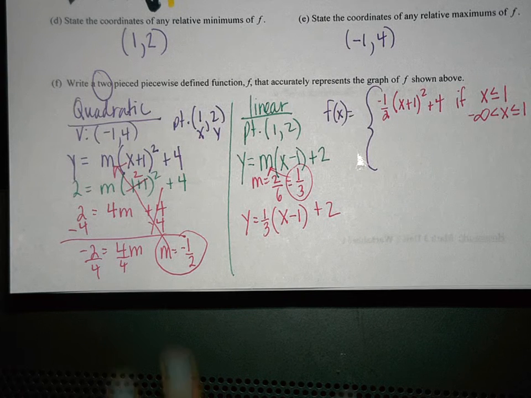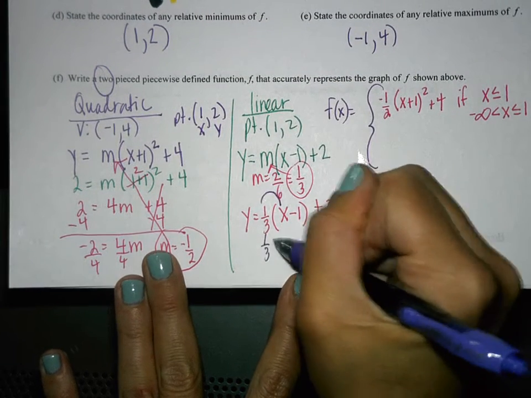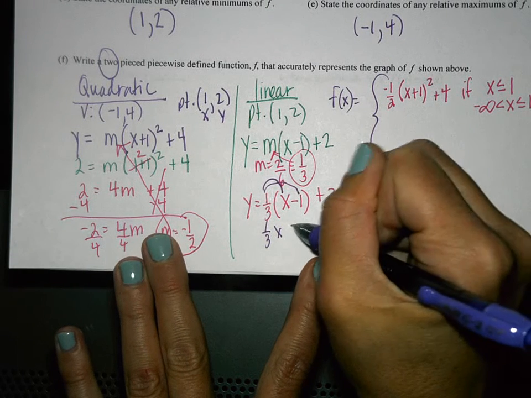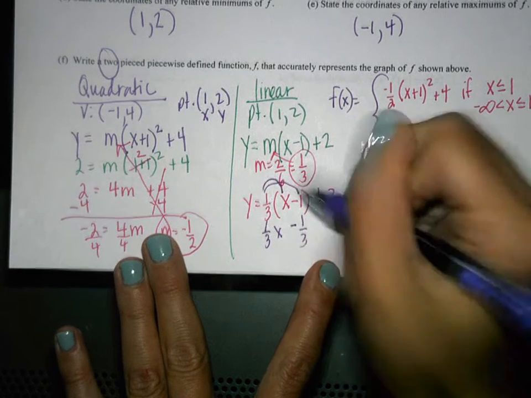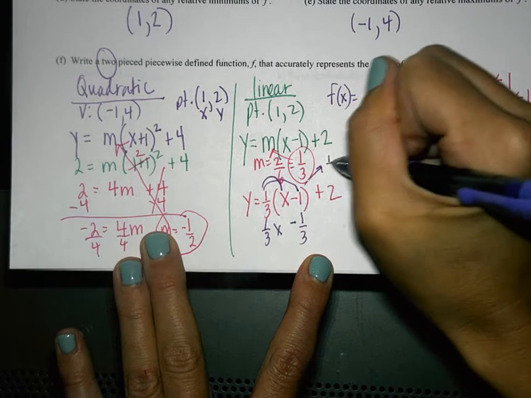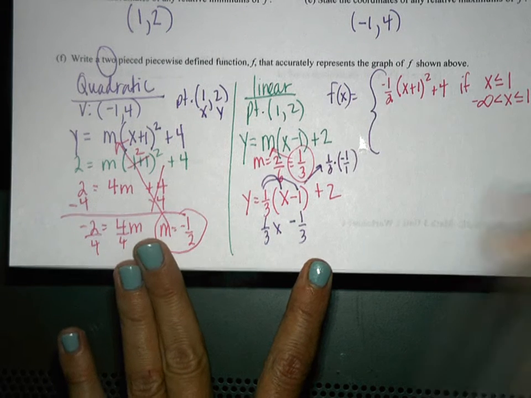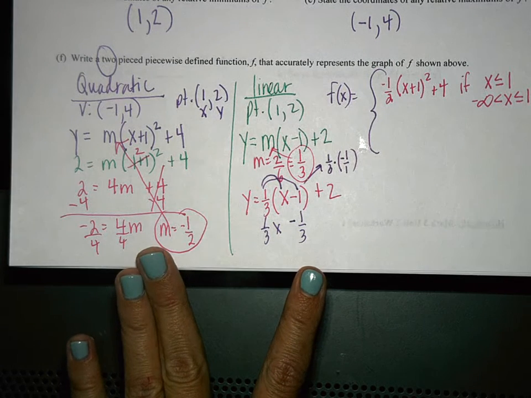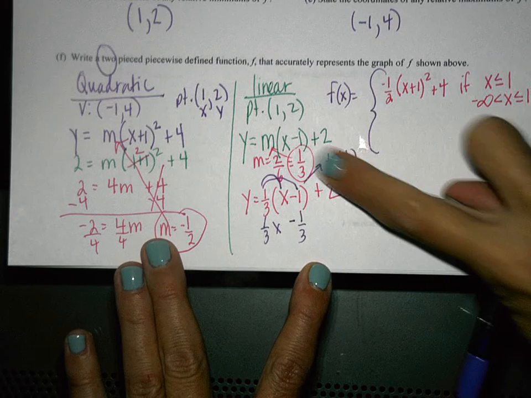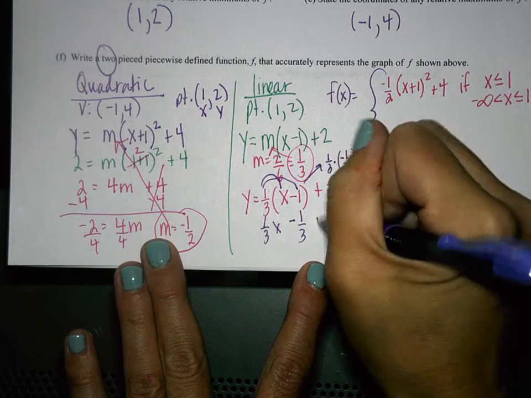How can I get rid of the parentheses? Distribute. Okay, so 1/3 times x is what? 1/3 x, and 1/3 times negative 1 is negative 1/3. Because when you're multiplying fractions, remember, I'm just going to do a side note right here. This is 1/3 times negative 1. And with fractions, you multiply tops with tops, bottoms with bottoms. And so 1 times 1 makes 1, and 3 times 1 makes 3. And then a positive times a negative is a negative. And then I still have plus 2.